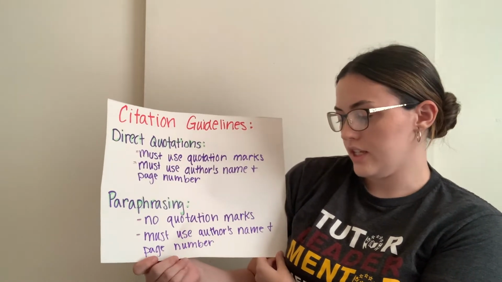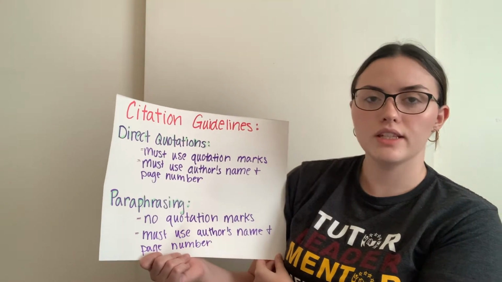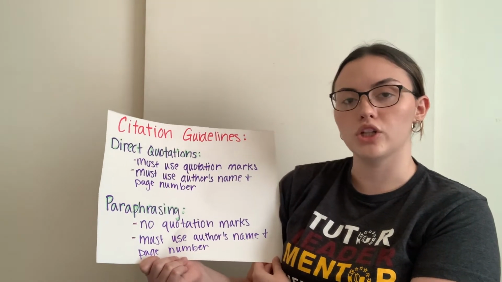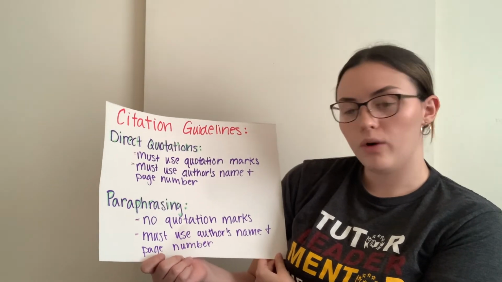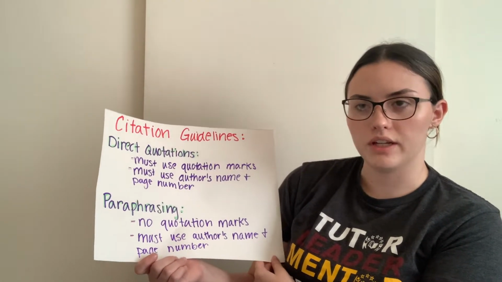When paraphrasing, you do not need citation marks. This is when you take what the author said and put it in your own words. But you still must include the author's name somewhere and the page number of which you found it. Now we are going to look at a few text excerpts and practice citing some textual evidence. So let's get to it.